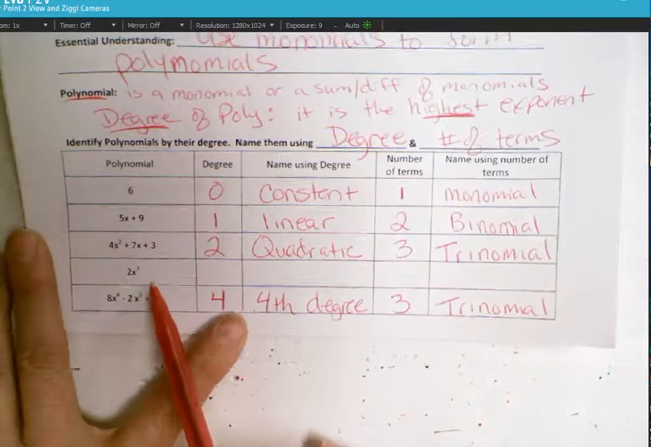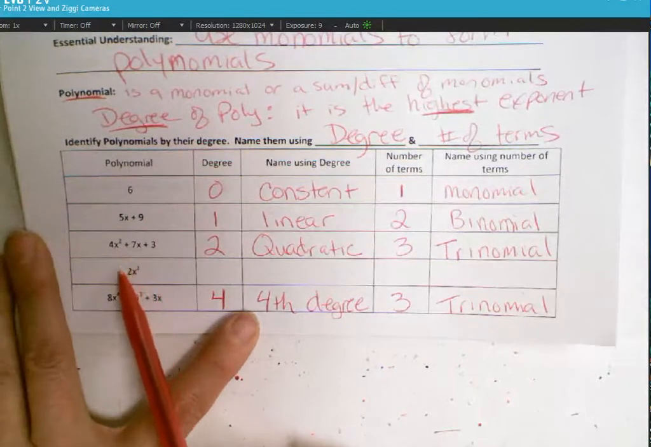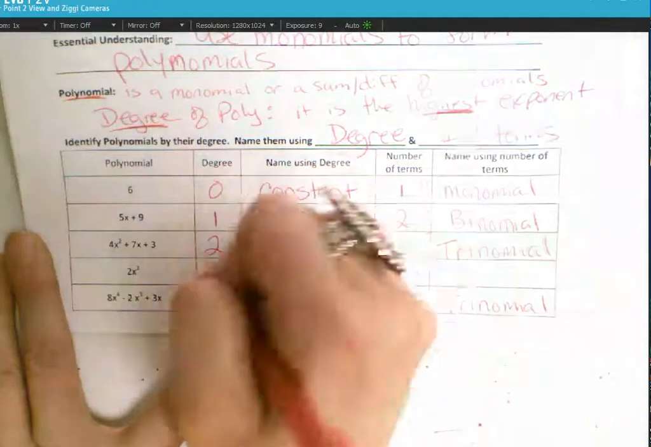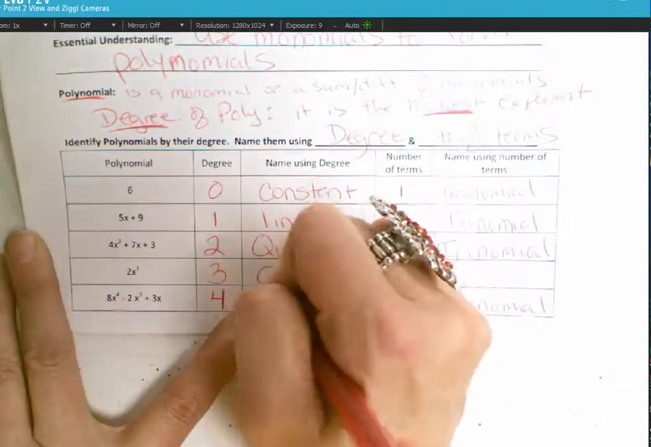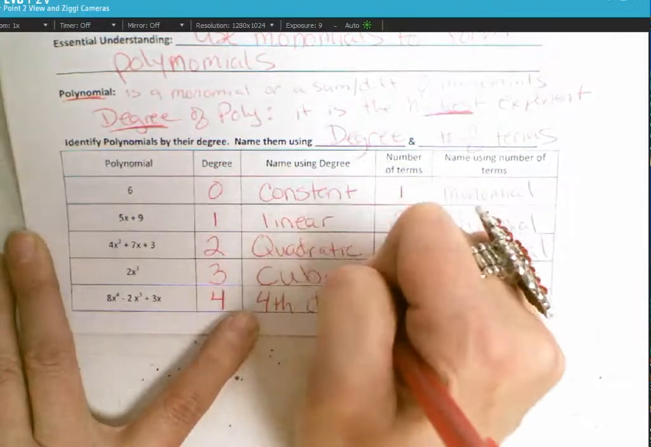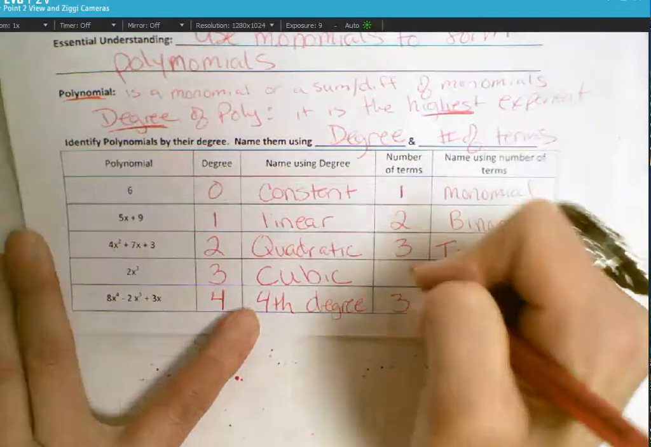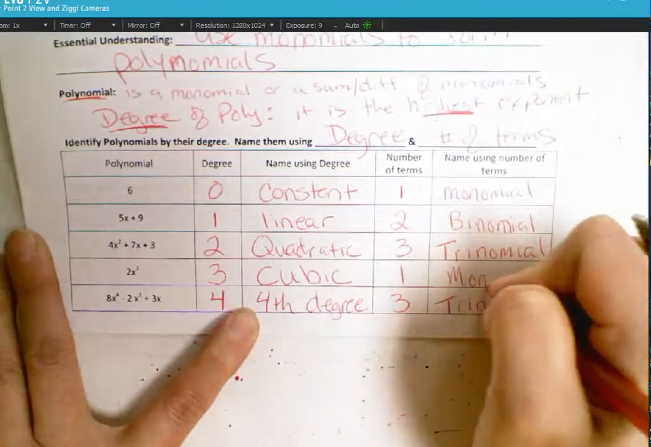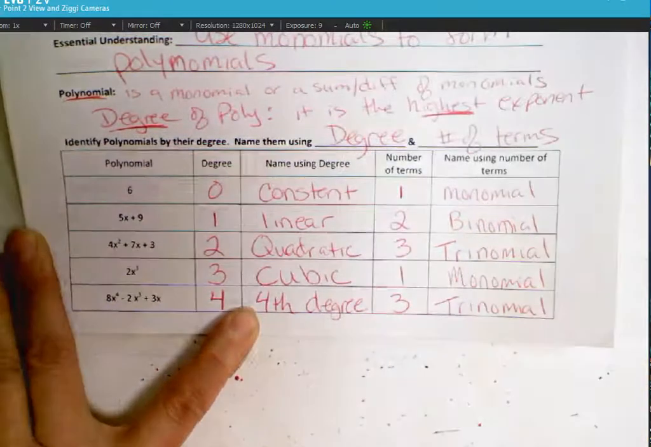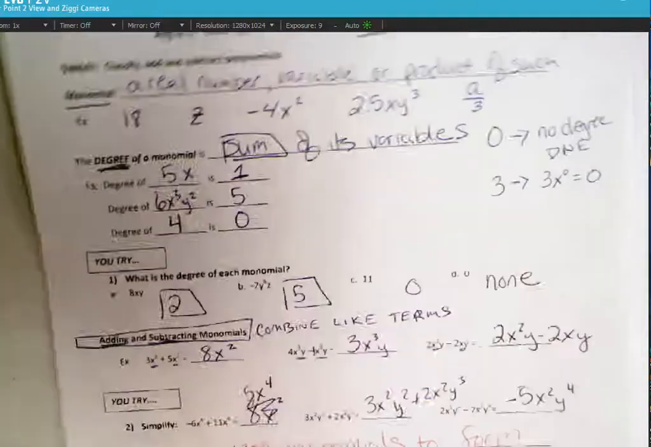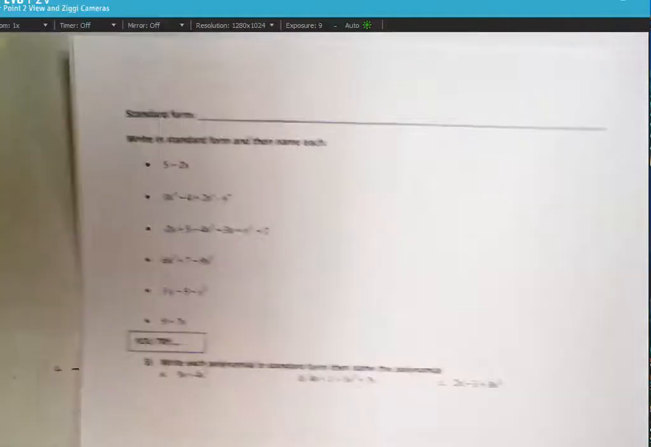Okay, I missed this one. This is 1 term, so it's going to be a monomial, but its degree is 3. Anything to the 3rd is a cubic. 1 term means monomial. So we'll get used to the vocabulary. We'll get you there. Okay, so let's take a look at some.